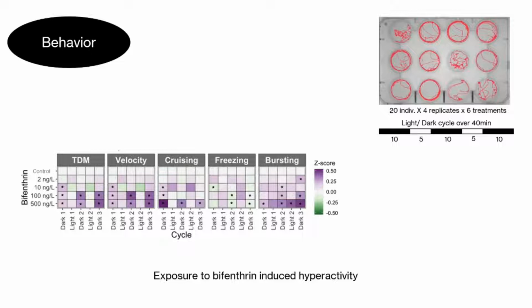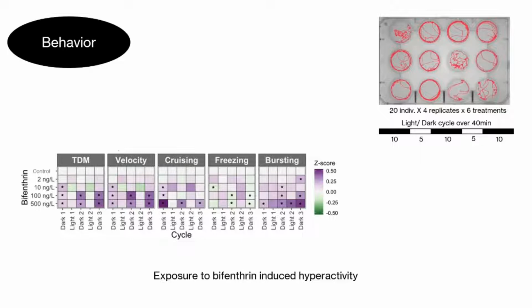Finally, we tested the effect of the bifenthrin exposure on larvae's behavior by putting the larvae in microplates and tracking their movement over a 40-minute period with different periods in the dark and in the light. On this figure, you can see the changes from the control for all the endpoints measured, such as the total distance moved, the swimming velocity, the cruising time, the freezing time, and the bursting time.